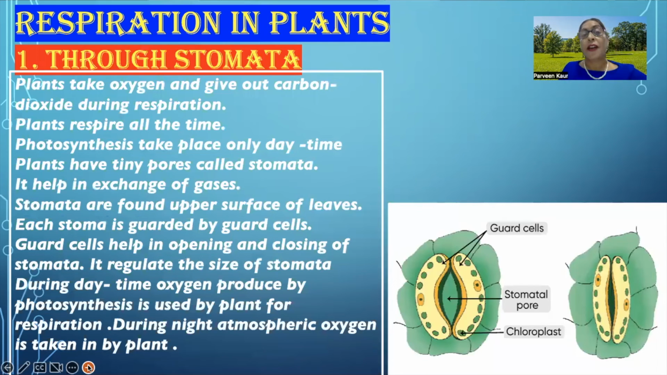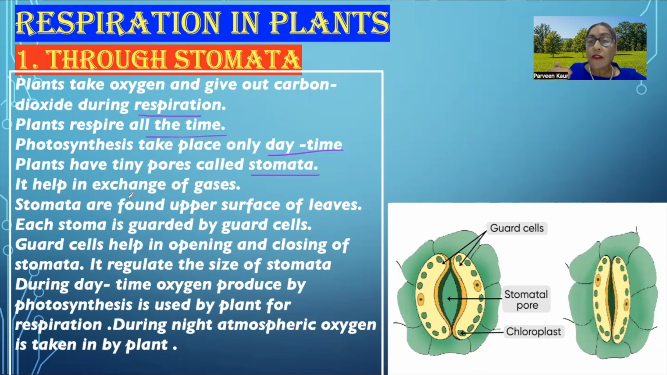Now we will see the respiration in plants. First of all, through stomata. Plants take oxygen and give out carbon dioxide during respiration, but during photosynthesis, they consume carbon dioxide and give out oxygen. Plants respire all the time, daytime and at night. But photosynthesis takes place only in the daytime. Plants have tiny pores, which are called stomata. They help in the exchange of gases.